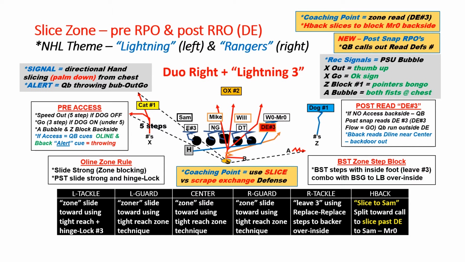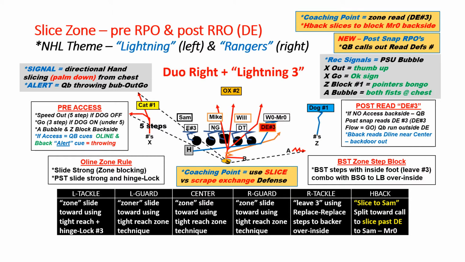That tells us we're doing a post-snap RPO added to this when we add the number. Again, the H-back technique now with slice is he's going to go past that defensive end and go block the weak side outside backer, Mr. Weak Mr. Zero there.